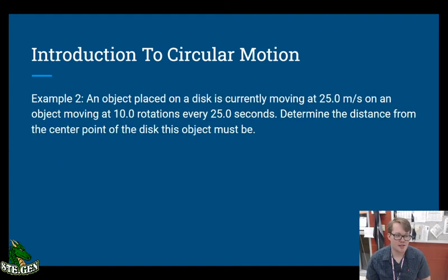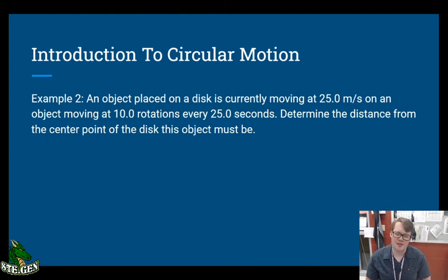And then our second example is going to be an object placed on a disk moving at 25 meters per second, and the object is moving at 10 rotations every 25 seconds. What is the distance from the center point of the disk that the object must be?